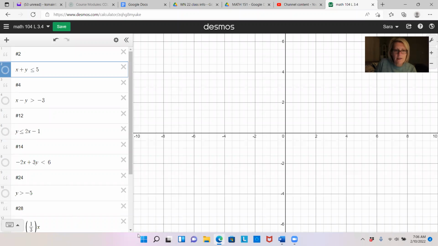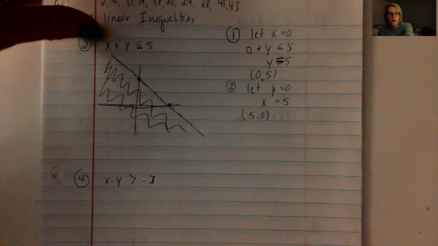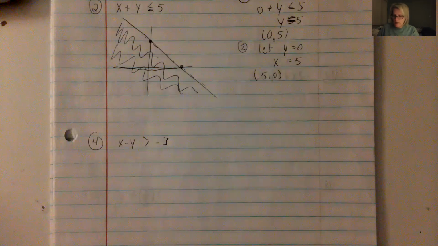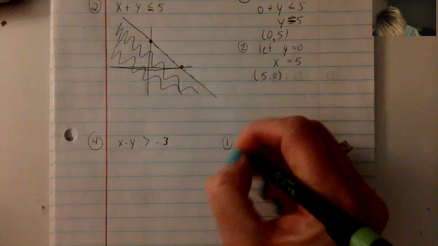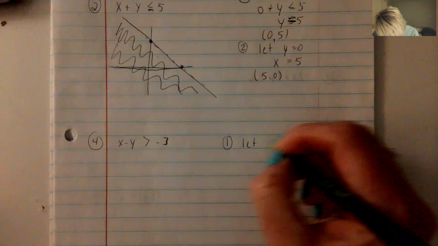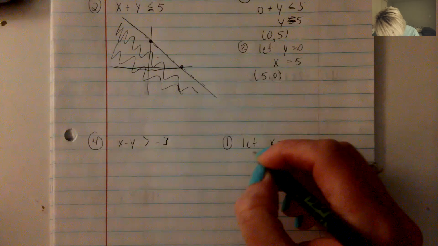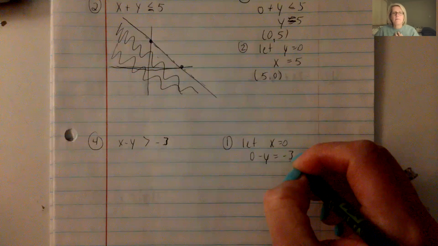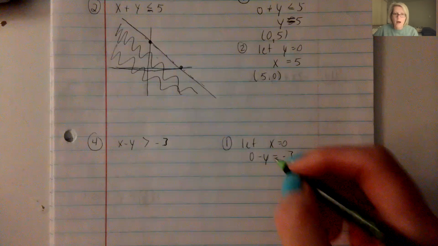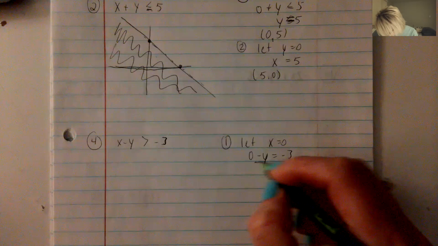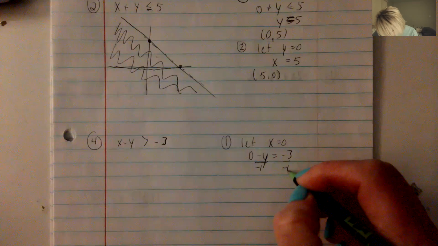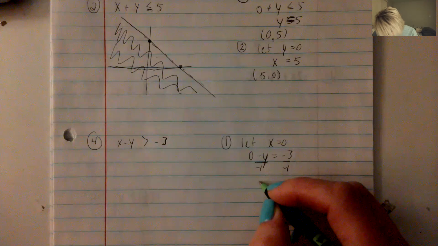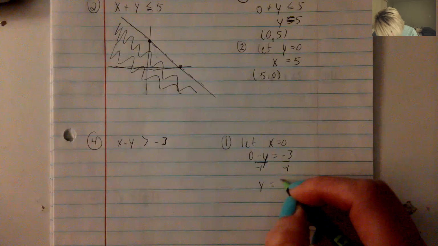Okay, let's look at the next one on our paper. The next one is 4. The first thing I'm going to do is let x equal 0. So 0 minus y equals -3. But we always want to know what y is when it's positive, so we're going to divide by -1. So y is equal to 3.